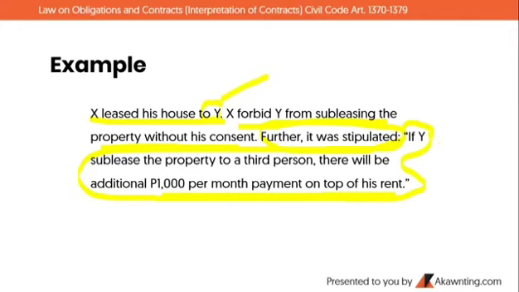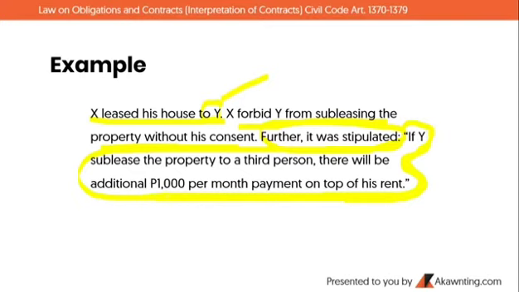Pag yan lang ang binasa nyo at hindi nyo binasa yung other parts ng contract, ang maintindihan natin dyan ay pwede niyang isublease. Tama? Tama ba? Okay? So, pwede niyang isublease. Yun nga lang, magbabayad siya ng additional 1,000 per month. Pero, mali yun. Okay? Mali yun.